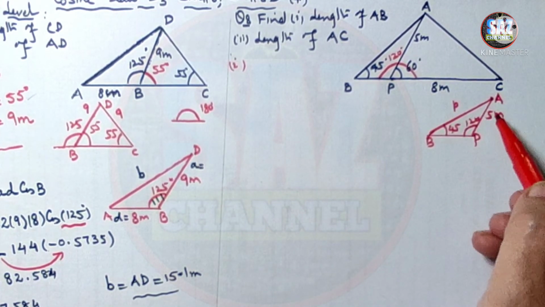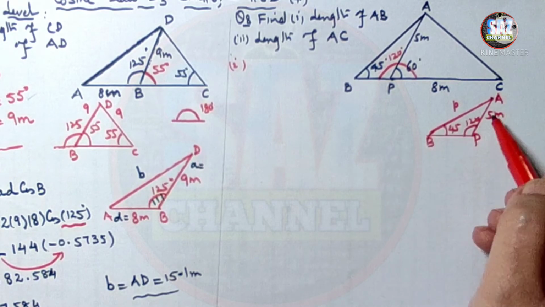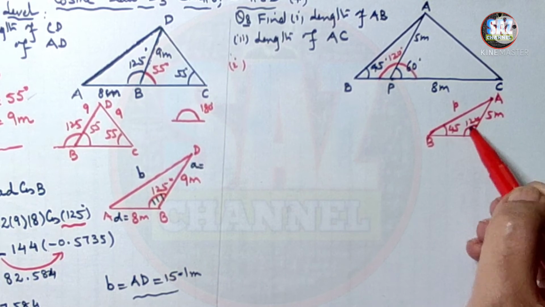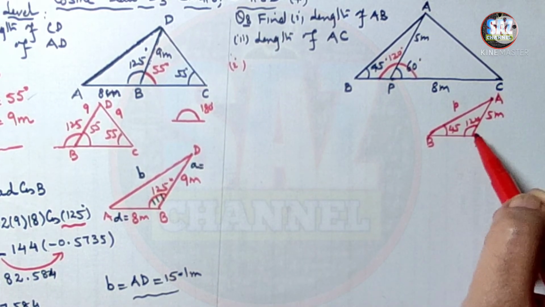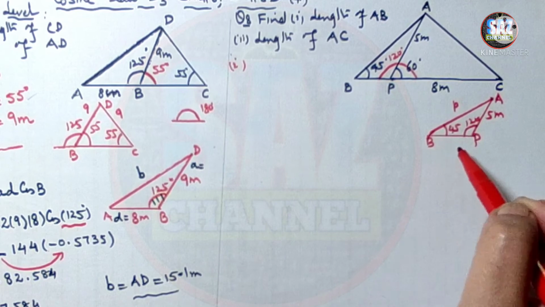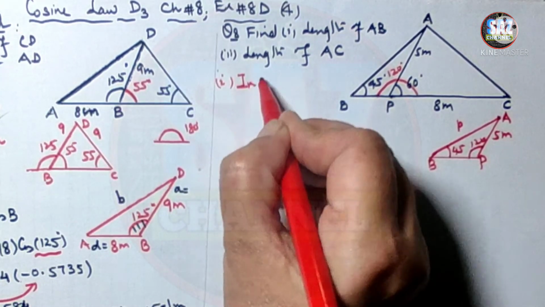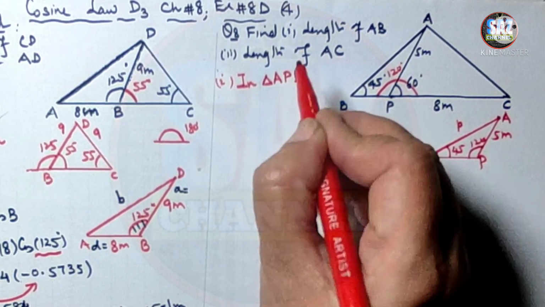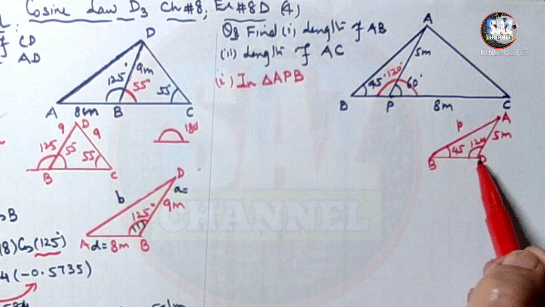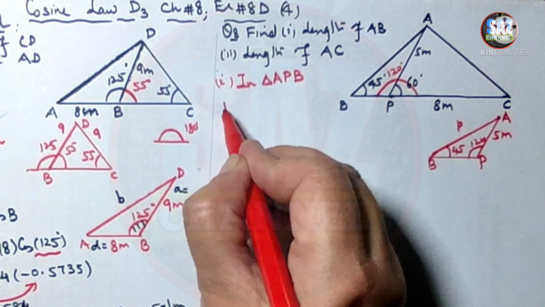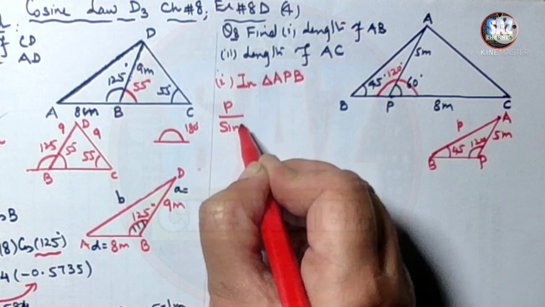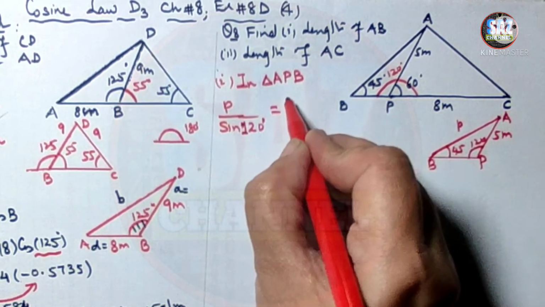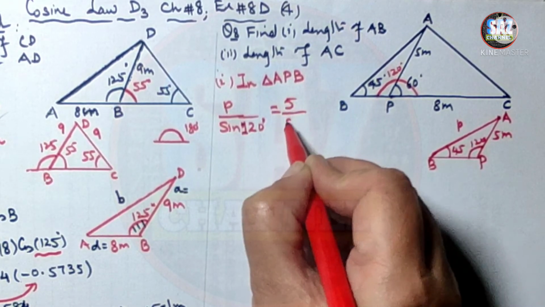If I'm applying sine law, I have the length B and the corresponding angle B. I do not have the length P, but I have the angle. So we have to apply sine law over here. In triangle APB, I'm going to apply sine law. P upon sine 120 degrees equals 5 upon sine 45 degrees.